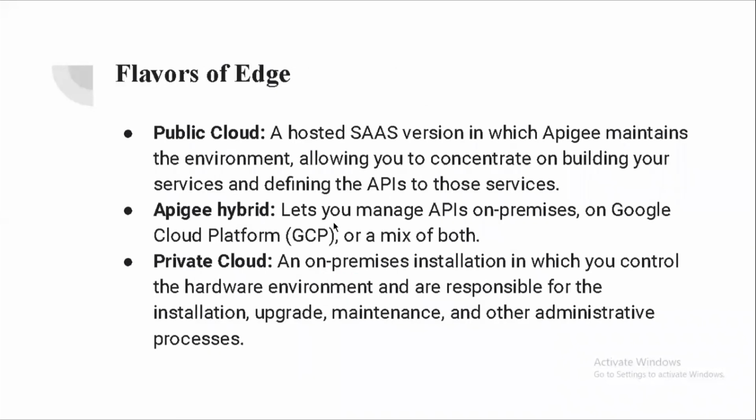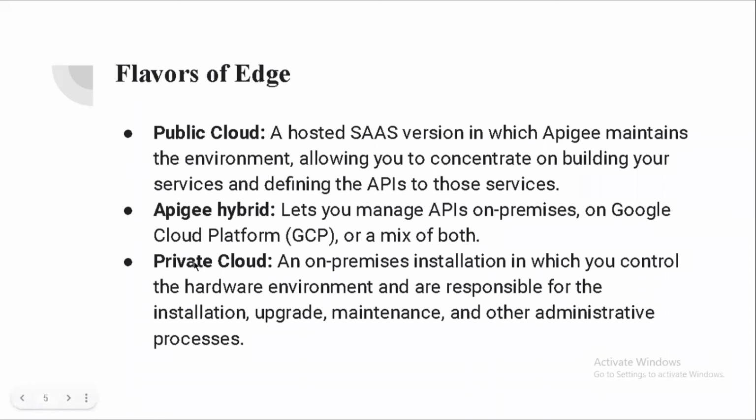So there are different flavors, as I mentioned, in Apigee. There's a public cloud, Apigee hybrid, and the private cloud. The Apigee public cloud is the widely used one, and if you create a trial account in Apigee, it's going to give you an account in the public cloud. Then we have the private cloud, and a mix of it we have in Apigee hybrid.